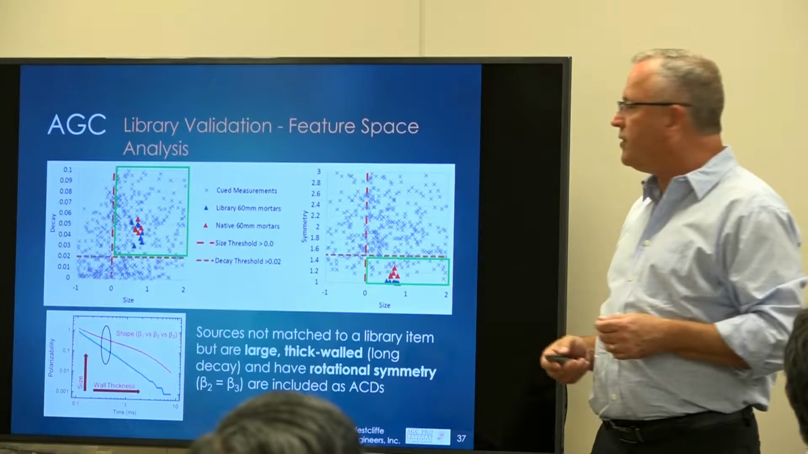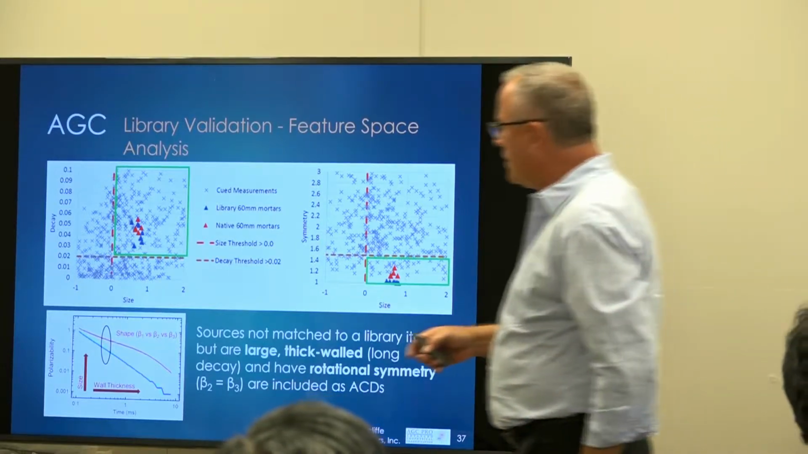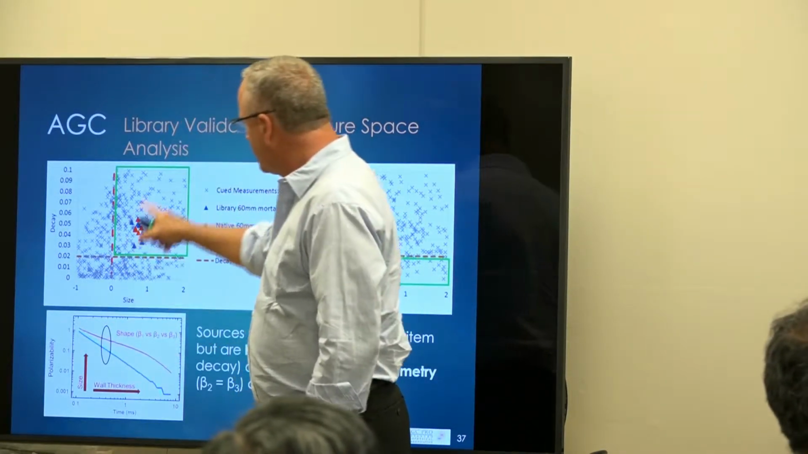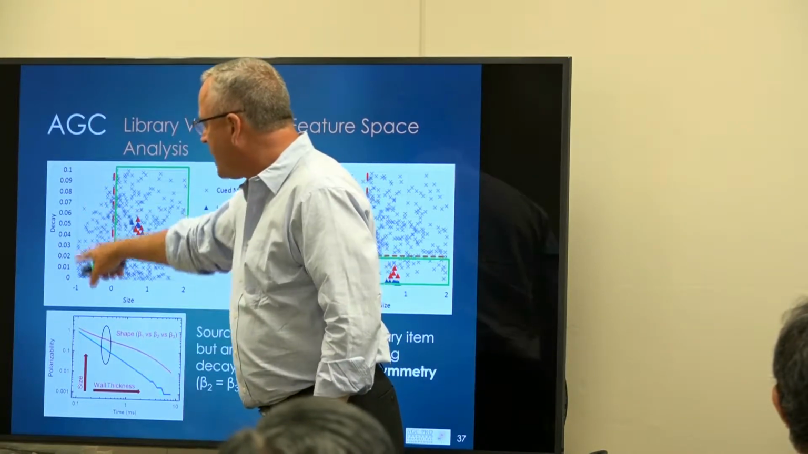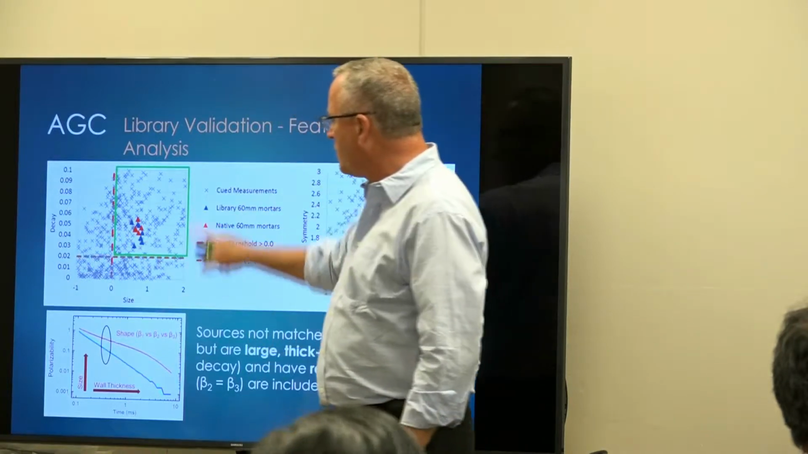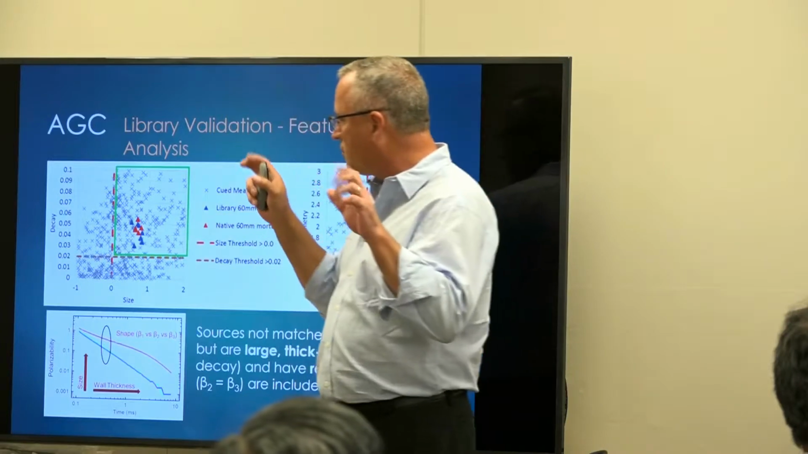We do the same thing with feature space analysis. And feature space sounds all funky. All it is, we go here and we find out what the size is, map size versus decay. That's the wall thickness. So here, this is the map of size versus decay. This is where all of our library items are. We're looking at this project, we're looking for mortars. That's where all our mortars sat in this quote feature space.